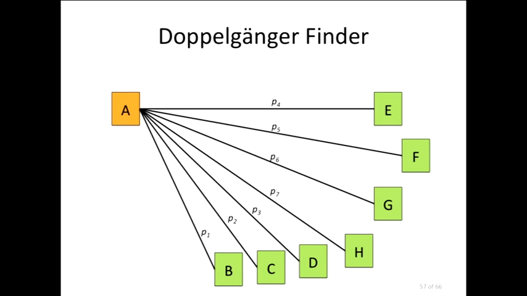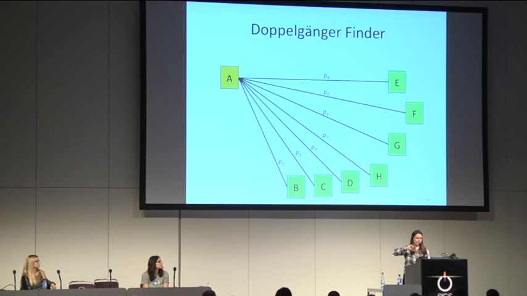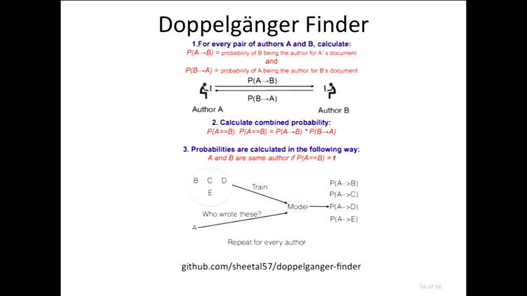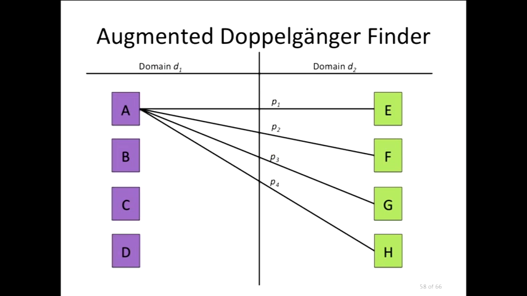For example, we have some author A, and we find the probability that author A wrote author E's documents and that author E wrote author A's documents, and we do this for all of them. And then whichever probabilities are above a certain threshold, we say that they're the same author, and if they're below, we say they're distinct. This code can be found on GitHub at the bottom of the screen. It also appears at the end of the presentation if you miss it.